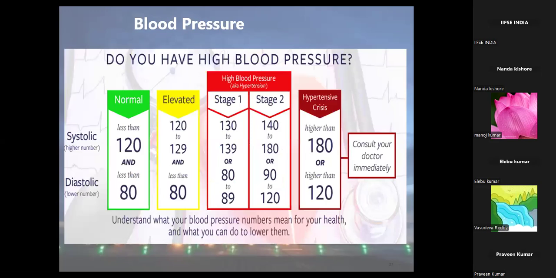Then blood pressure. Here is the blood pressure, you can see. The normal is 120 by 80. That is why when we go to the doctor and check our blood pressure, usually for most people it is 120 by 80. So elevated is 129 and less than 80. Then high blood pressure is 140 over 90, and hypertensive crisis is higher than 180 over 120. In that case, the person has to go and consult a doctor.